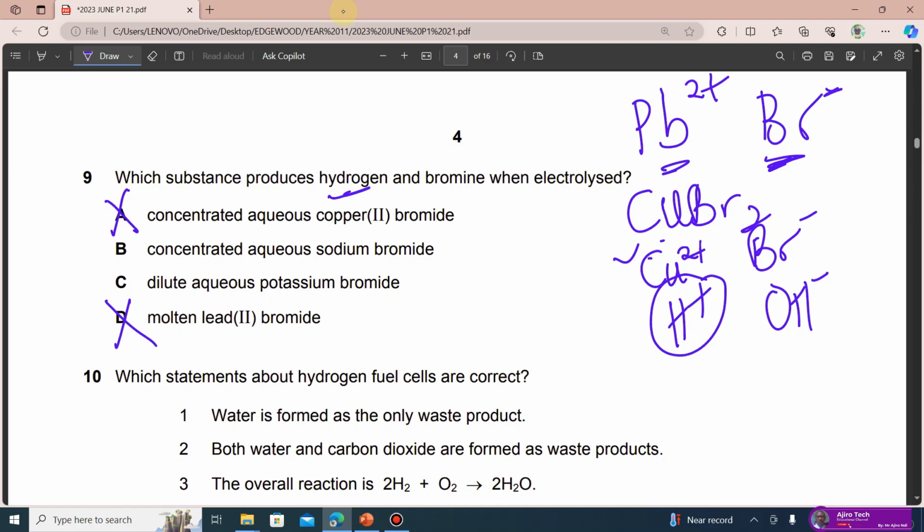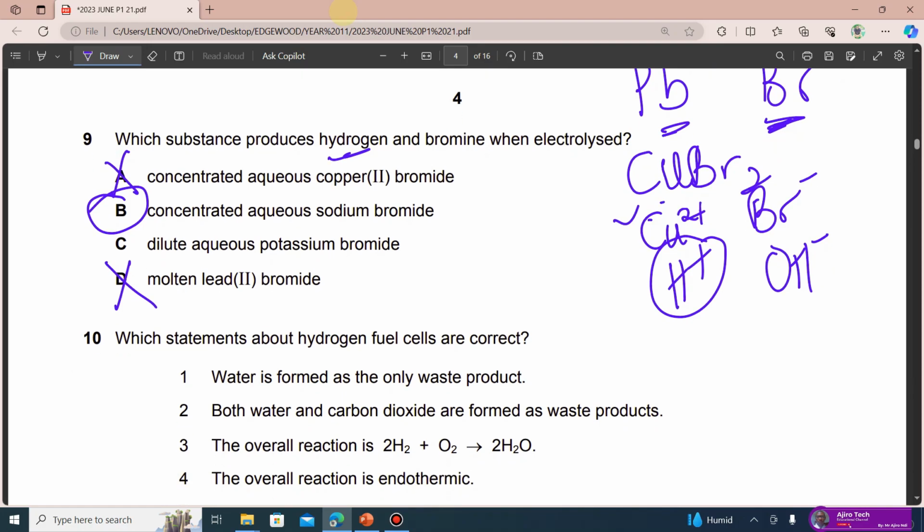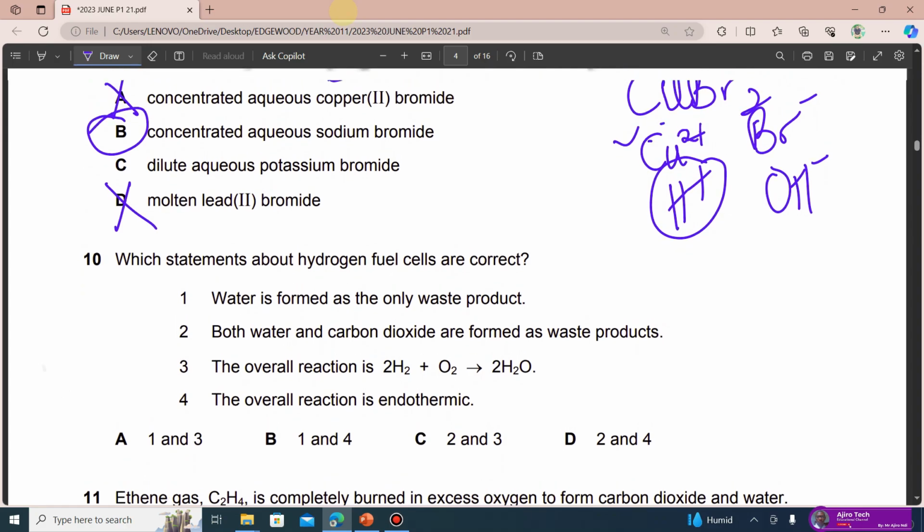Okay, and that would simply mean that we are going to have B as the answer to this question, because in the case of concentrated aqueous sodium bromide, sodium is simply more reactive and therefore hydrogen is deposited at the cathode. So B is the answer to question 9, to save our time.